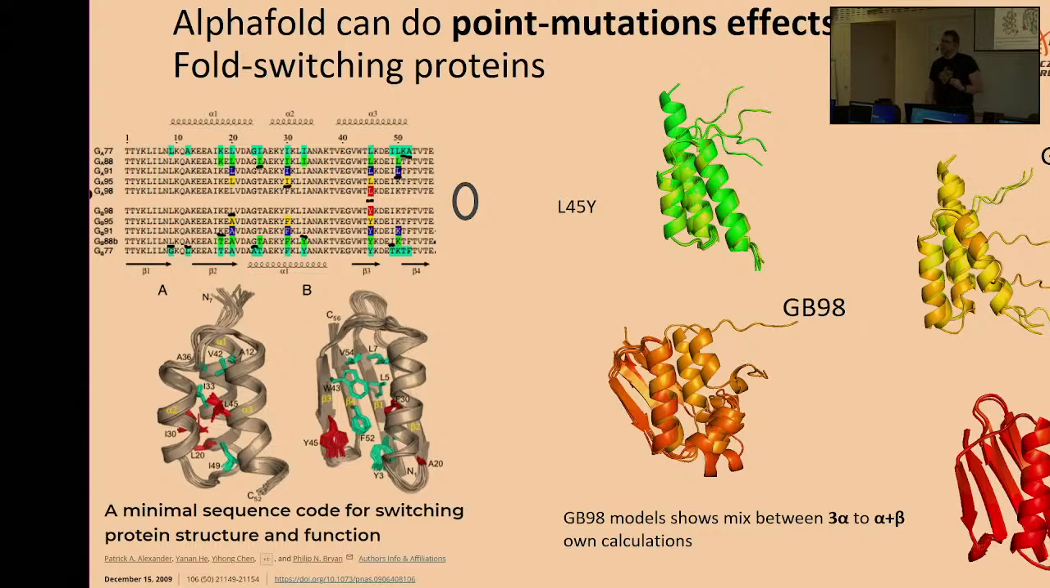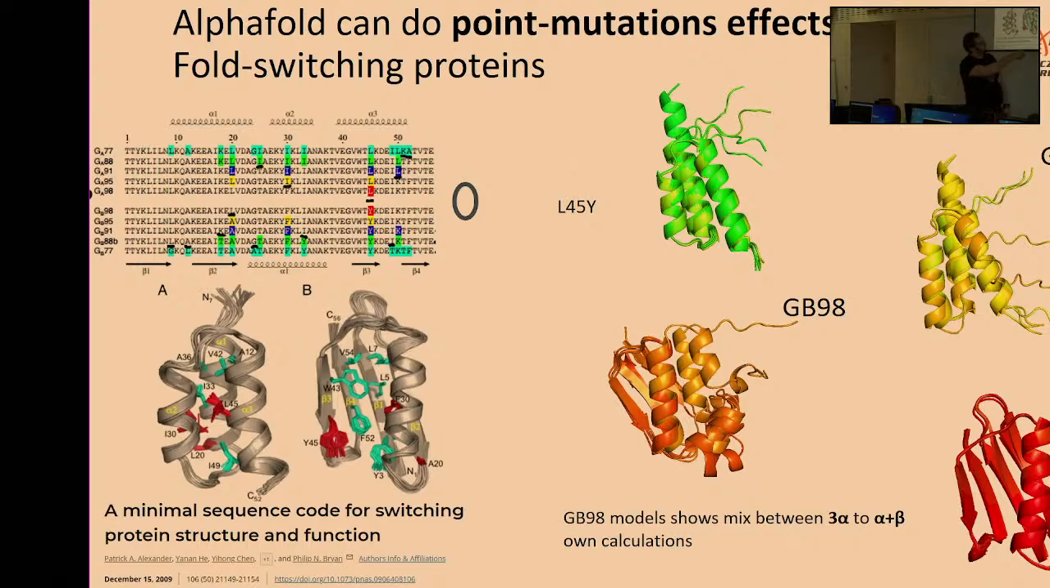It still can do point mutations, and here is the paper, minimal sequence code for switching protein structure and function, from Alexander in 2009. They took two proteins which differed in only a few amino acids, and then they tuned amino acid by amino acid to see when the alpha helices would change to alpha plus beta sheet. And I tried to redo this experiment with AlphaFold. When you are running it, it actually doesn't produce just one model, but you can tune how many models you get. I was using the default 5. And basically, I was able to see the switch.